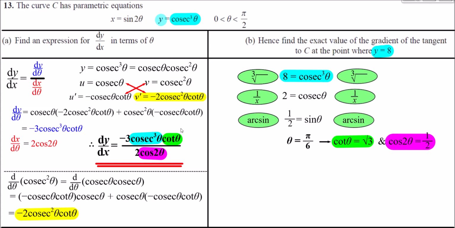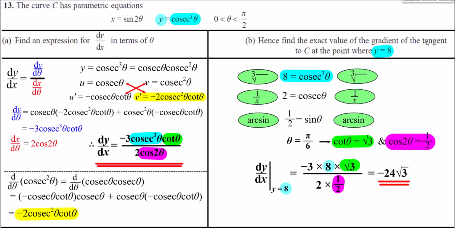So now, if I were to substitute these values in, so I know now what everything needs to equal. So this bit here equals 8. This is root 3, and that becomes 1/2. Then dy by dx, where y is equal to 8, is minus 3 times 8 times root 3, all over 2 times 1/2. But 2 times 1/2, of course, is just 1. So it's just going to be the numerator, essentially, which is minus 3 times 8 times root 3. Minus 3 times 8 is minus 24. So the final simplified answer in exact form for the gradient when y is equal to 8 is minus 24 root 3.